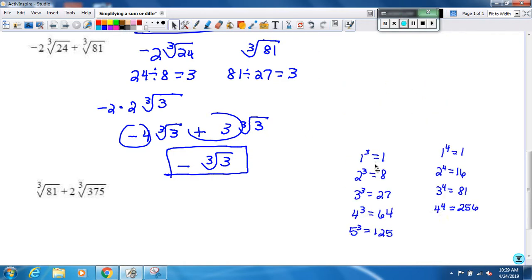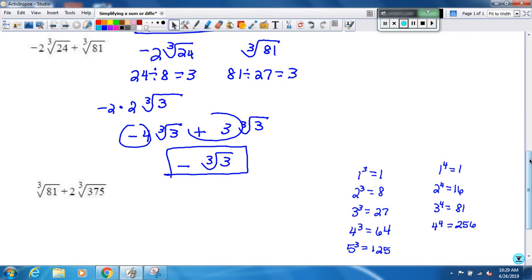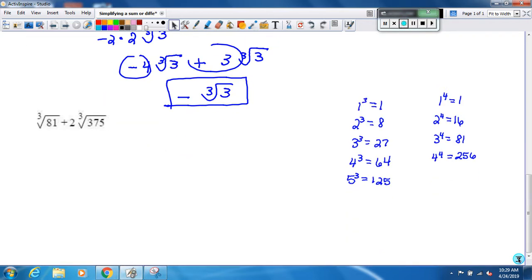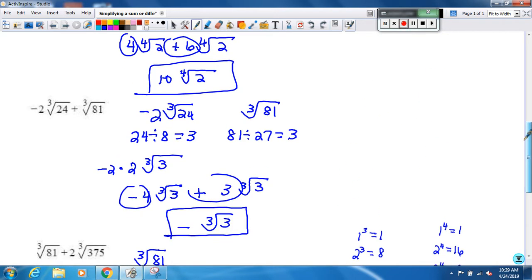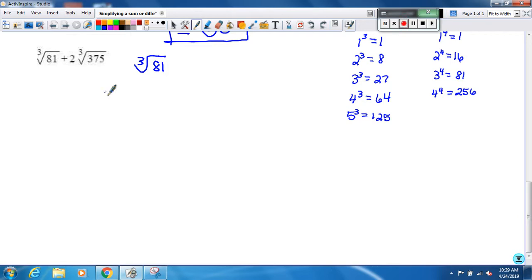Okay, the next one is a cubed. So we're going to use our list of cubes. So I have the cubed root of 81. We just did that one, didn't we? It was 3 cubed roots of 3. And then let's do a plus sign.